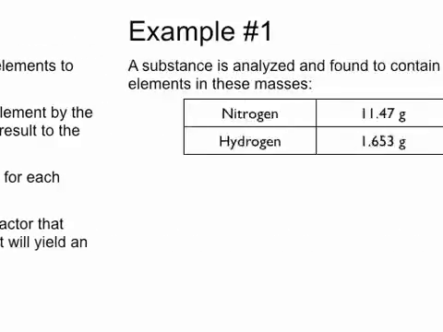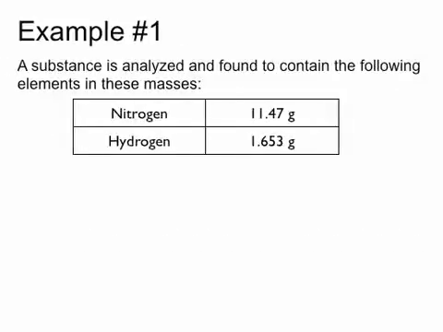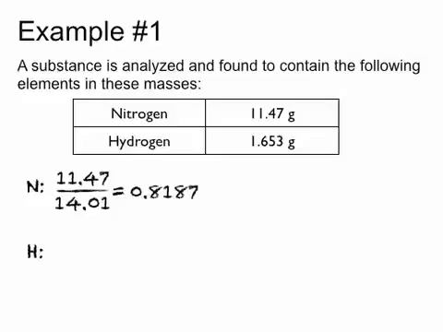All right, let's look at some examples. First, we have a sample that's analyzed and found to contain the following elements in these masses: 11.47 grams of nitrogen and 1.653 grams of hydrogen. So we're working with nitrogen and hydrogen. We'll convert each to moles. We take the nitrogen and divide it by the molar mass of nitrogen, which is 14.01, which gives us a result of 0.8187 moles of nitrogen. 1.653 grams of hydrogen divided by the molar mass of hydrogen, we'll use 1.01, gives us 1.637 moles of hydrogen.